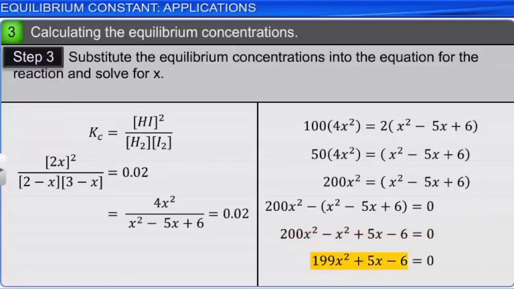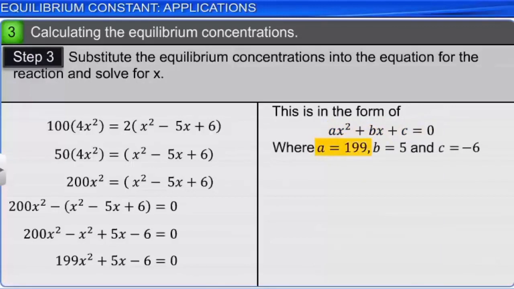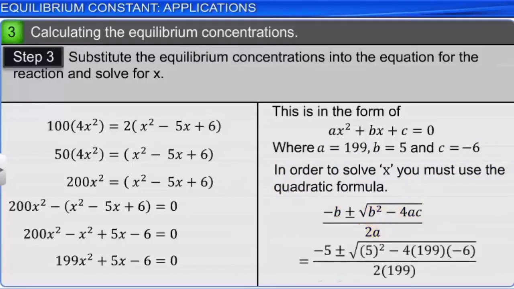This is in the form of a quadratic equation, ax square plus bx plus c is equal to 0. In this equation, a is equal to 199, b is equal to 5 and c is equal to minus 6. In order to solve for x, you must use the formula x is equal to minus b plus or minus square root of b square minus 4ac divided by 2a. On substituting the values of a, b and c, we get minus 5 plus or minus square root of 5 square minus 4 multiplied by 199 multiplied by minus 6 divided by 2 multiplied by 199.